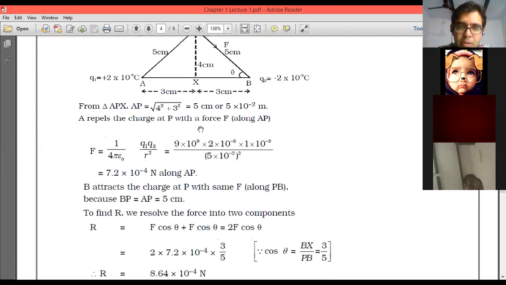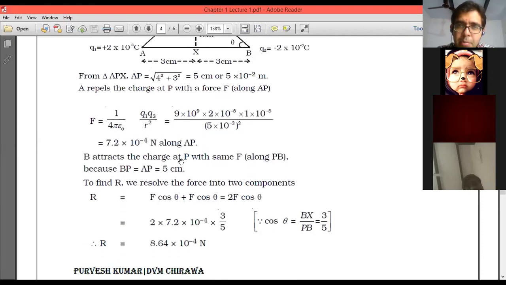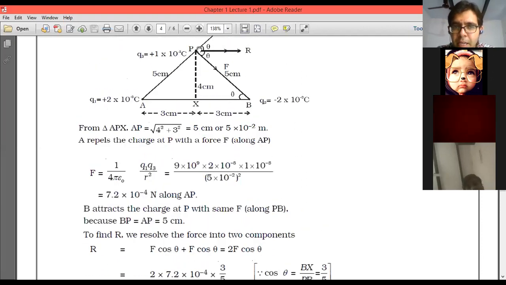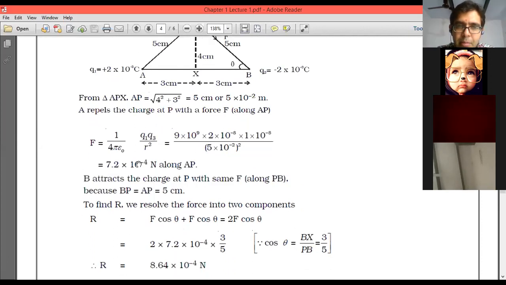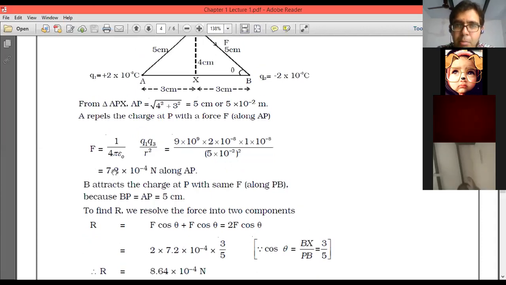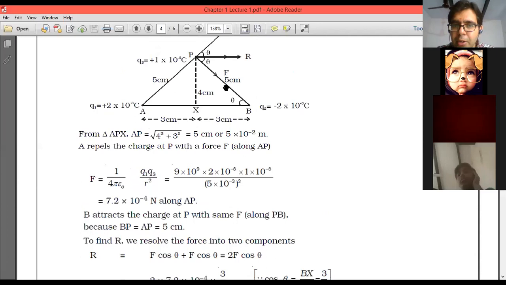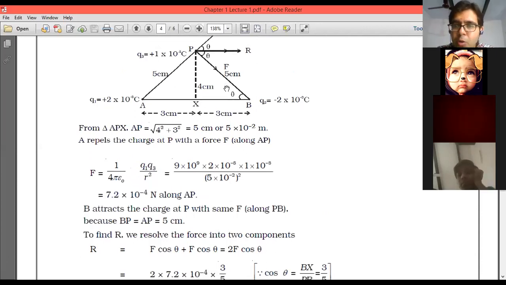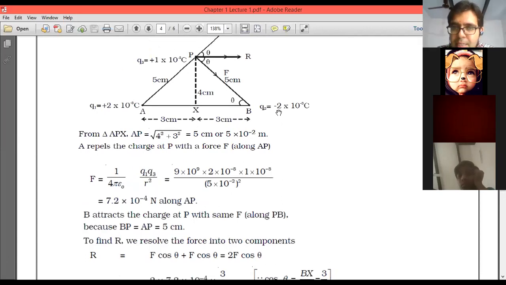We can easily find out the magnitude, and that magnitude will be K Q2 Q3 upon R square, and it will be of the same magnitude, because these two charges are having the same magnitude. Remember one thing, we need not use this minus sign in order to calculate the magnitude of the force, because this minus sign is telling us the direction only. So that will be also 7.2 into 10 to the power minus 4, but this time it will be along P to B, that is PB.